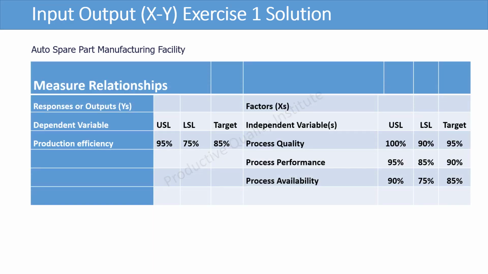The input factors are process quality, with USL of 100%, LSL of 90%, and target of 95%. Process performance, with USL of 95%, LSL of 85%, and target of 90%. And finally, process availability, with USL of 90%, LSL of 75%, and target of 85%.